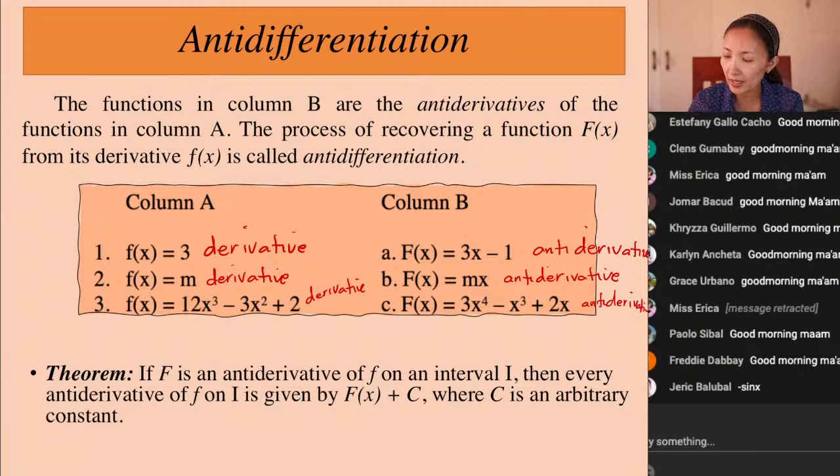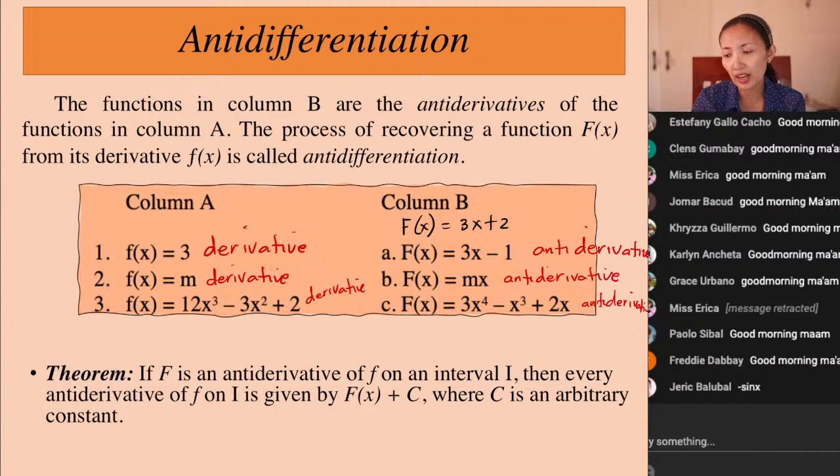What do we mean by this? Now, going back to number 1, is this the only function whose derivative is 3? Is it only 3x minus 1? Anything else? Will this function give the same derivative also? Let me write a function that would give a derivative of 3 also. How about 3x plus 2?